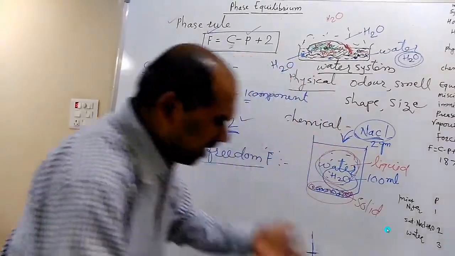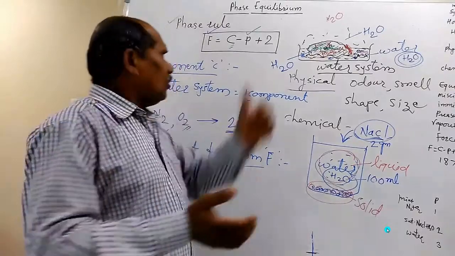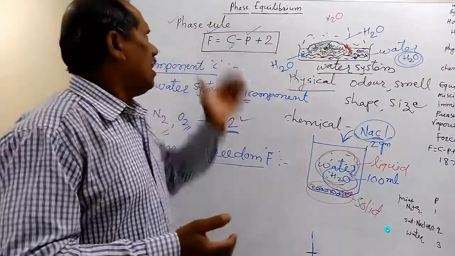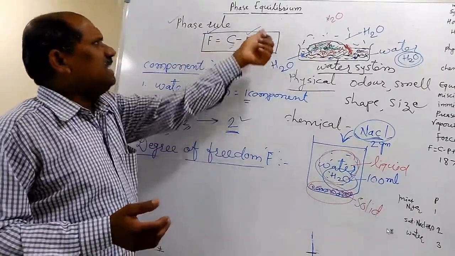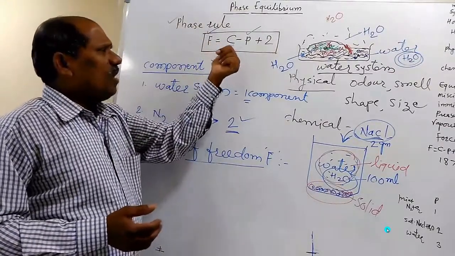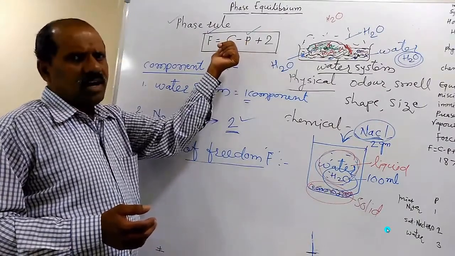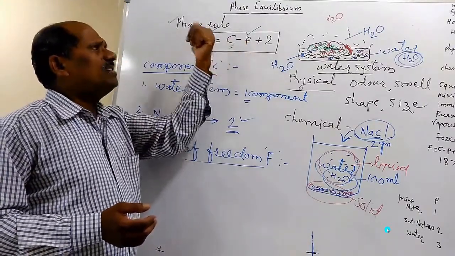Degree of freedom F is another term which is involved in the phase rule equation. F is equal to C minus P plus 2 is the phase rule, in which we have seen two terms: what is meant by phase, and what is meant by component. Now we have to see what is meant by degree of freedom.